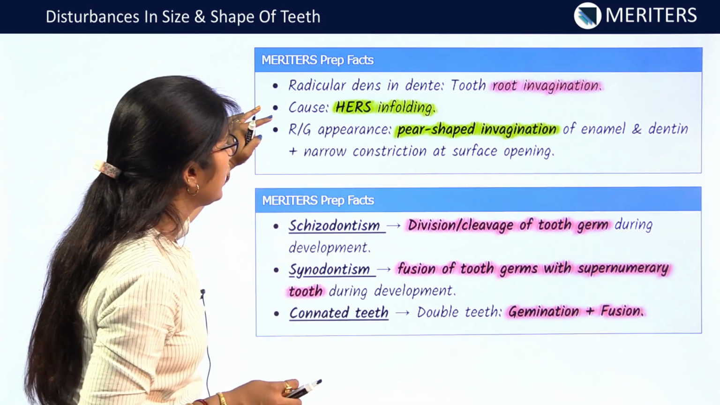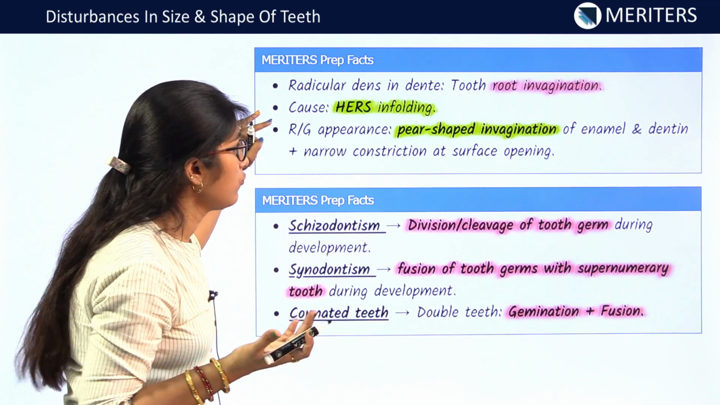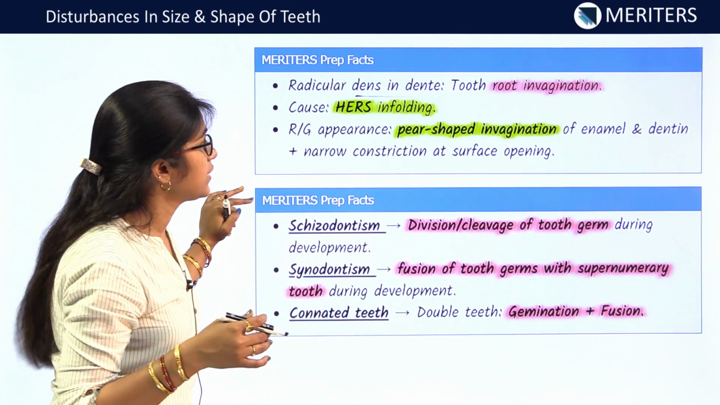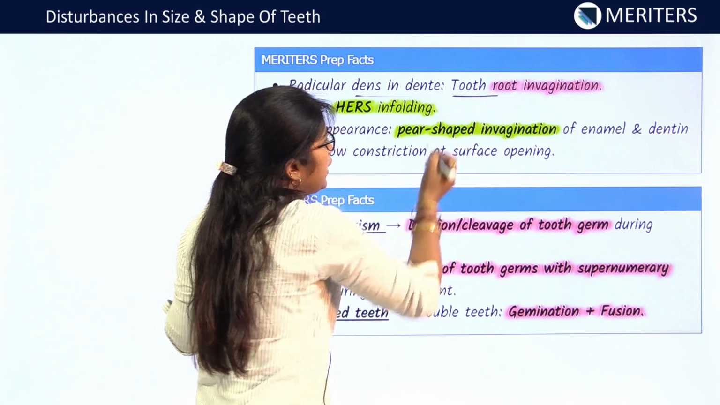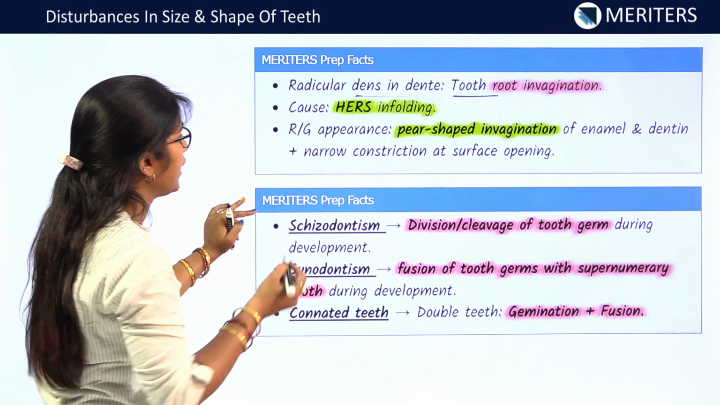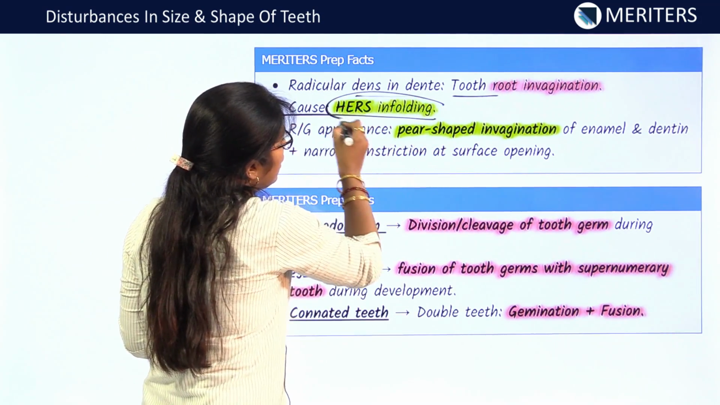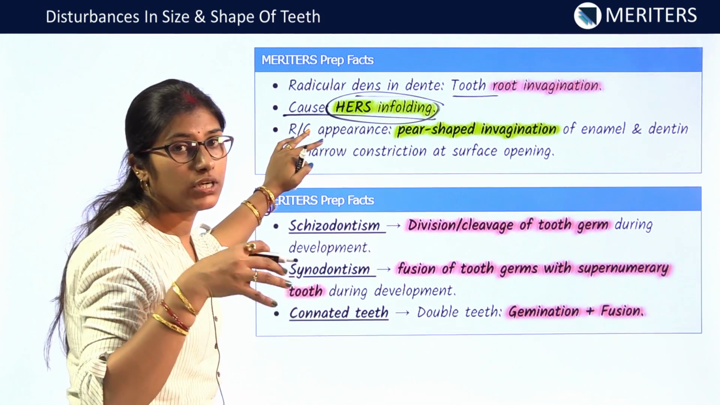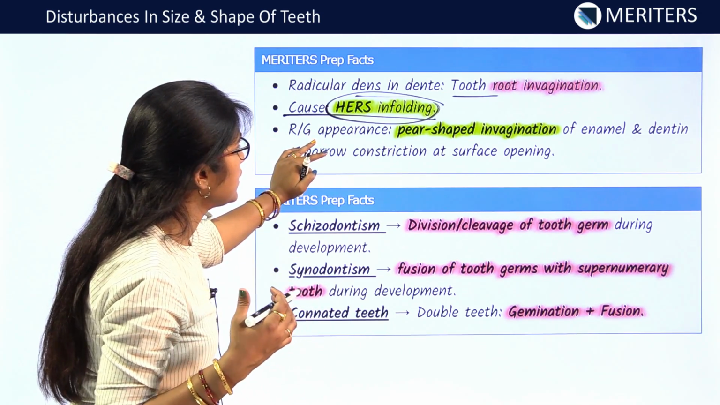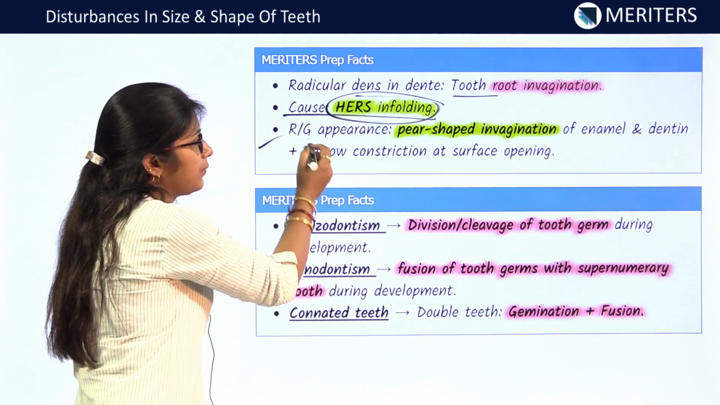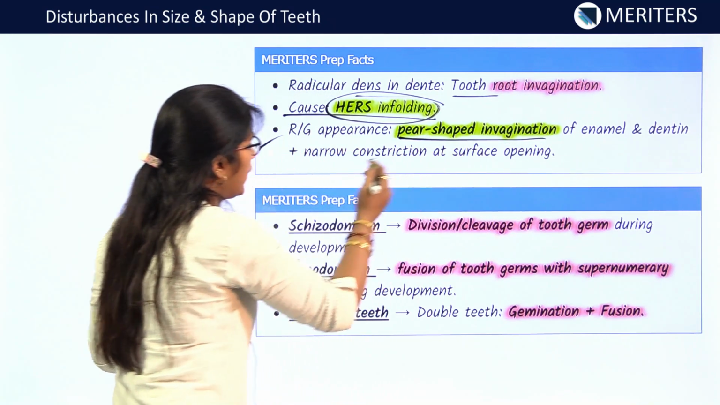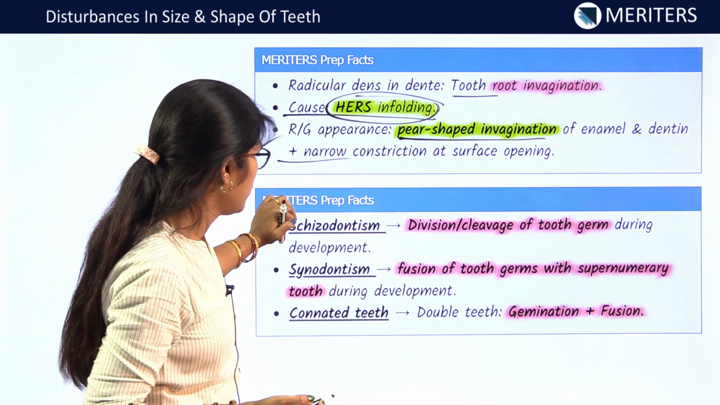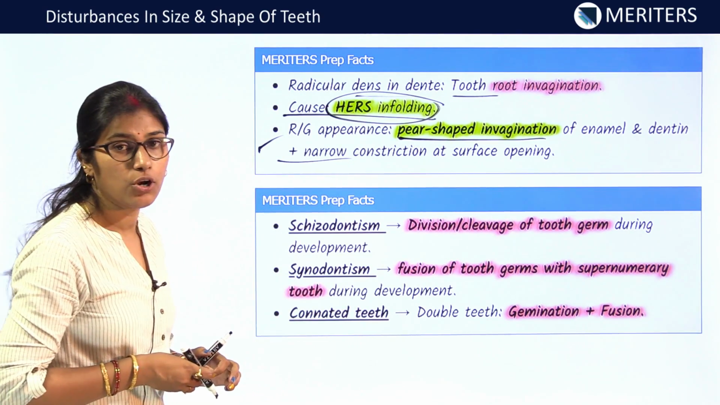First of all, radicular dens in dente, same as we saw for coronal dens in dente, where invagination of a certain part of the crown was there. Similarly here, tooth root invagination will be there in radicular dens in dente, and the cause will be Hertwig's infolding. Hertwig's epithelial root sheath infolding is the cause for radicular dens in dente formation. Radiographic appearance will be pear-shaped invasion of enamel and dentin plus a narrow constriction at the surface opening can be appreciated in the radiograph.